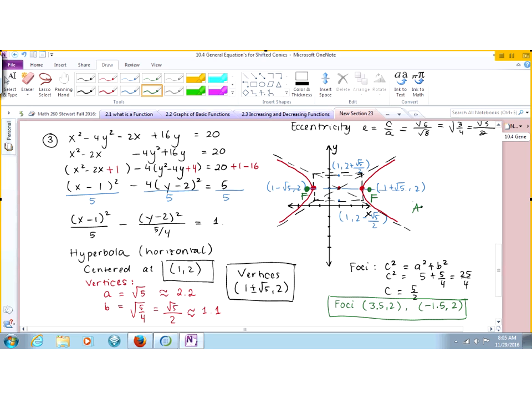Okay, so eccentricity. Oh no, asymptotes. y is equal to plus or minus b over a x, but it's not y, it is y minus 2, and x minus 1. So y minus 2 is equal to plus or minus b over a. What is b over a? Oh, square root of 5 over 2 divided by square root of 5, times x minus 1. So what is square root of 5 over 2 divided by square root of 5? 1 over 2, right?